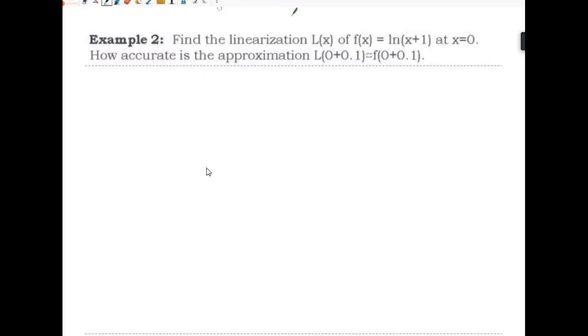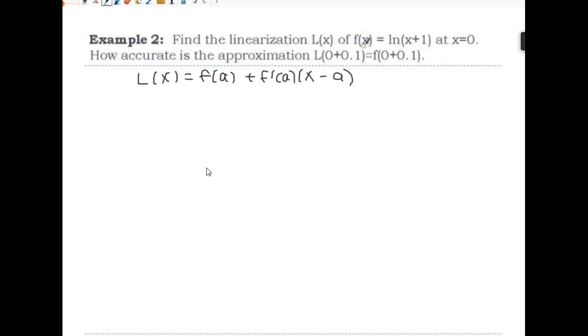All right. Find the linearization. So sometimes you're going to see linearization represented as L of x. You're going to see L of x instead of the tangent line equation. So L of x is essentially our tangent line equation, where L of x is equal to f of a plus f prime of a times x minus a, where a represents the point, f prime of a represents our slope, and f of a represents the y value at our point.